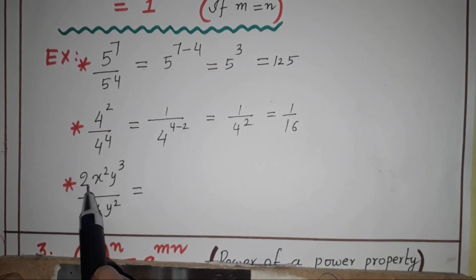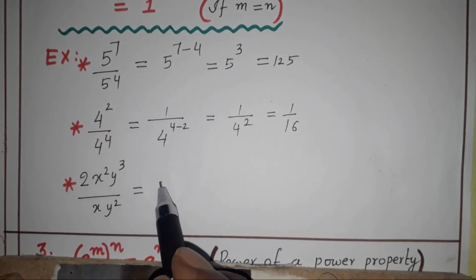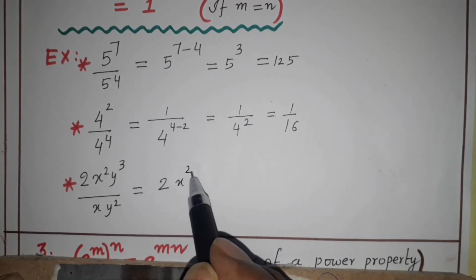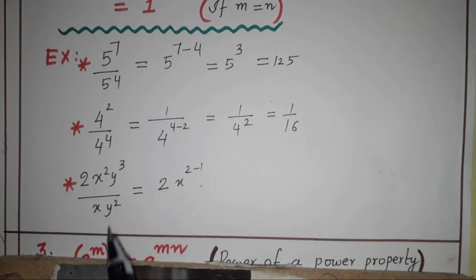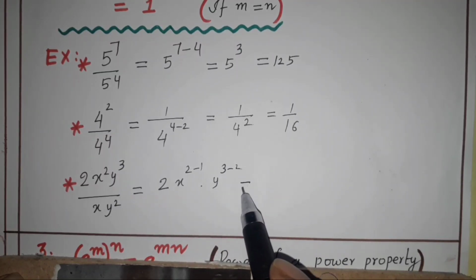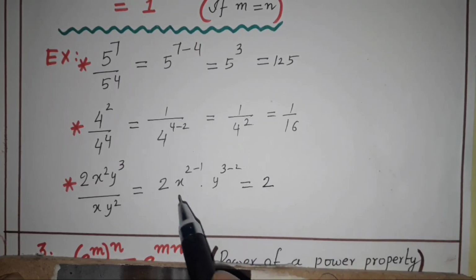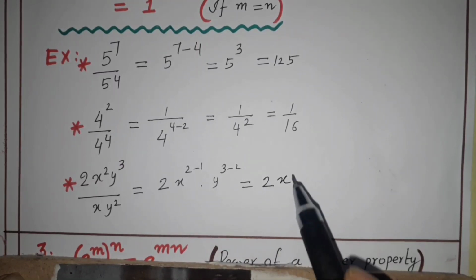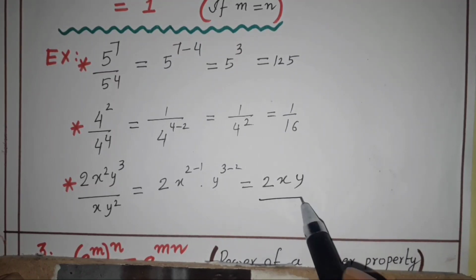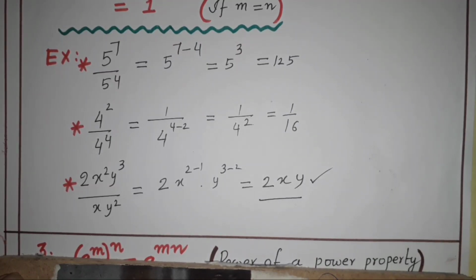Now 2x square y cube by xy square. The 2 stays like that only. x square by x is x to the power of 2 minus 1, into y cube by y square, y to the power of 3 minus 2. x power 2 minus 1 is x, y power 3 minus 2 is y. Overall, the final result is 2xy.